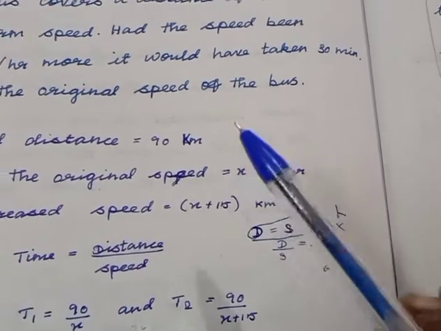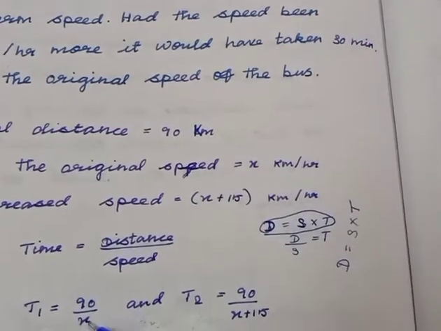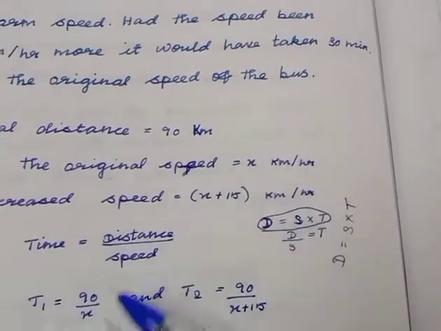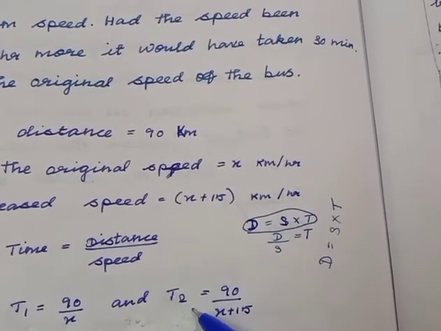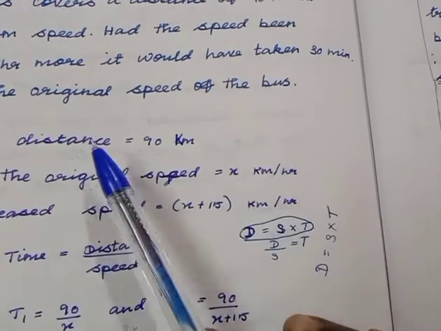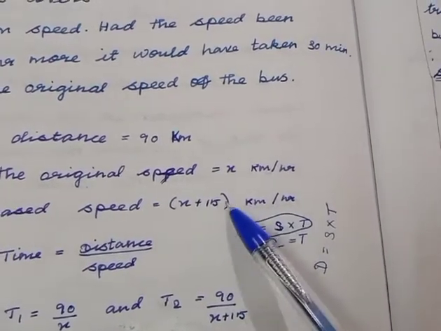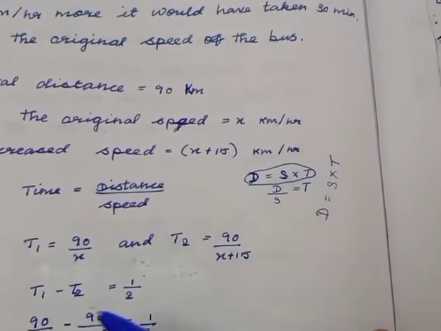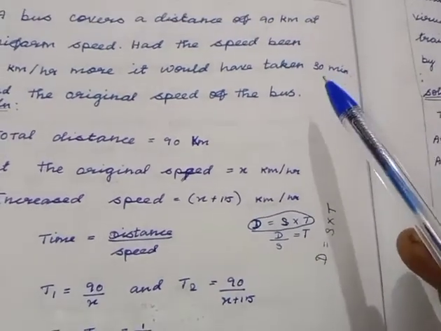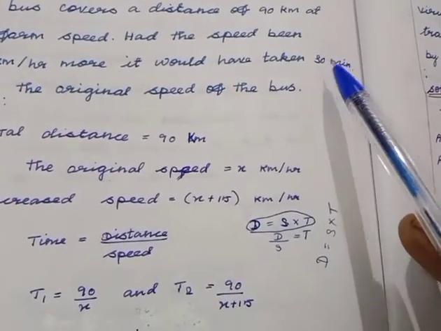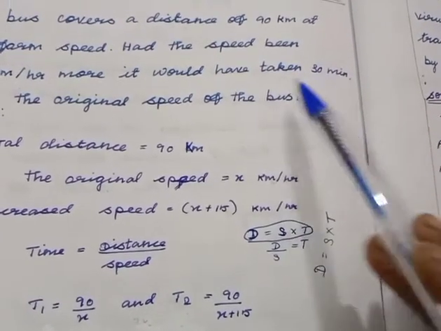The total distance is 90 kilometer. For this 90 kilometer, the speed is x, the original speed, which is unknown. So t1 is equal to 90 by x, and t2 is for the same distance at the increased speed x plus 15, so 90 by x plus 15. So t1 minus t2 is equal to half. 30 minutes is equal to 1 by 2 hour. It is given in the question itself.